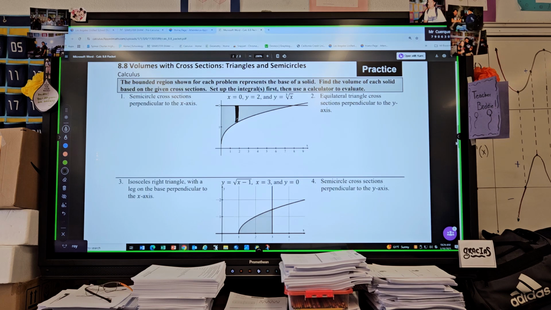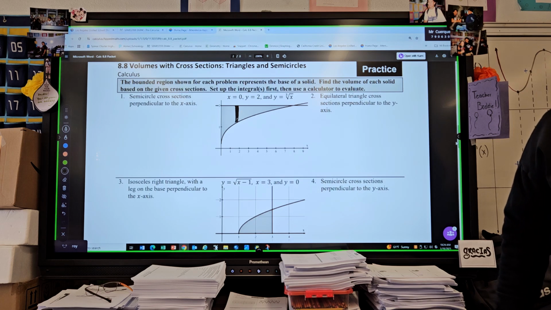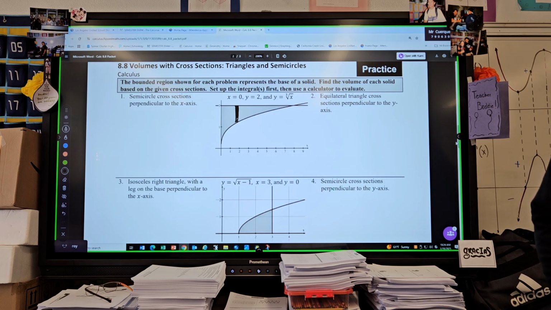So, semicircle, you know the formula already. I need you to recall the formula for semicircle. Okay. The radius should be f of x minus g of x over 2. Yes.